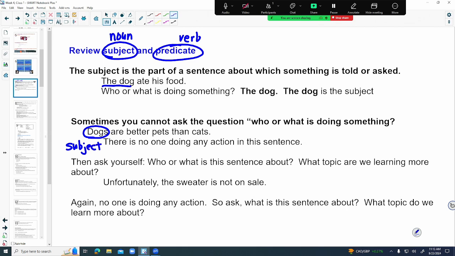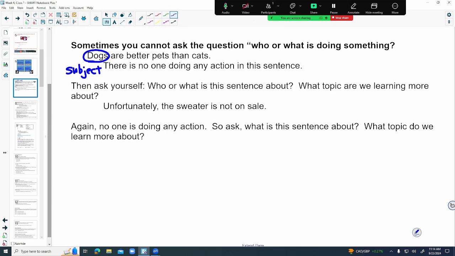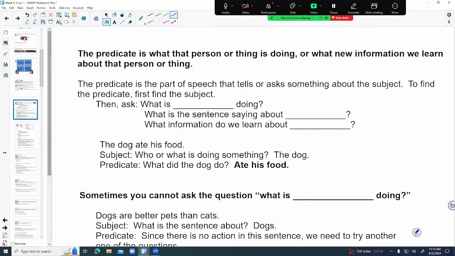In the next sentence, unfortunately, the sweater is not on sale. Again, in this example, nobody is doing anything. You can't ask who or what is doing something because nobody's doing anything. But what is the sentence about? The sentence is about the sweater. What about the sweater? It's not on sale. So in this case, our subject is the sweater. So that's the subject: who or what the sentence is about.